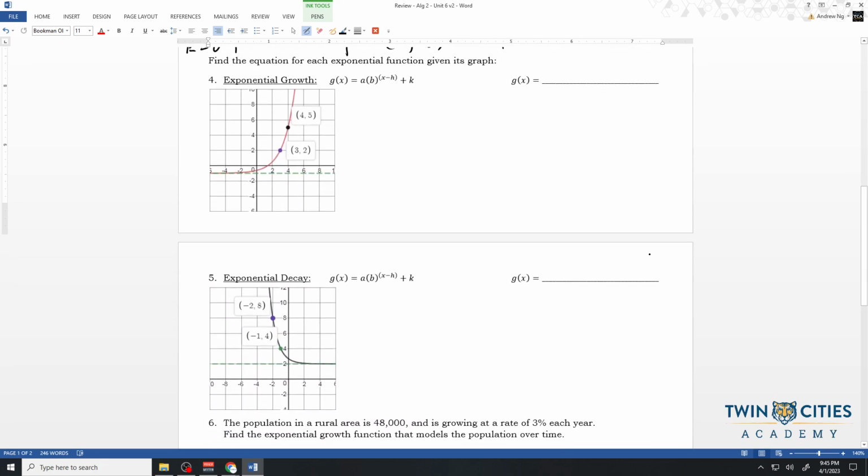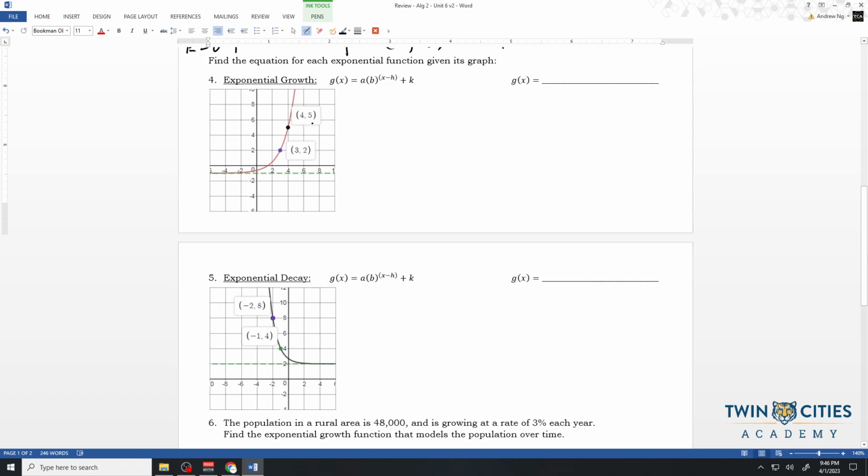Number 4. So I want to find the exponential function that fits this exponential growth graph. Let's take a note of a few things. I've got 2 points. The first point is 3, 2. The second point is 4, 5. And I've got a horizontal asymptote here at y equals negative 1. Okay, for growth, what's important to note is that your first reference point is always to the left of the second one. So my first reference point is 3, 2, and my second reference point is 4, 5.